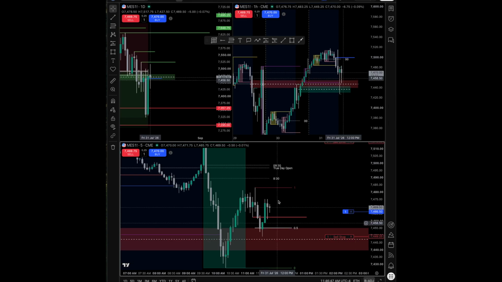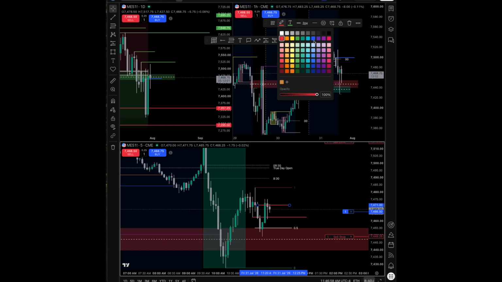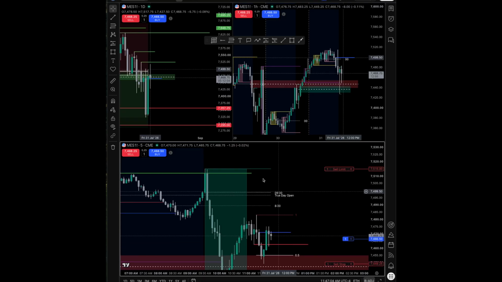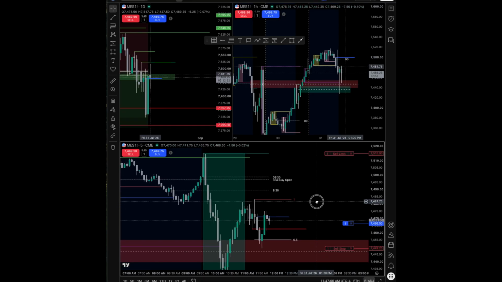And then we expanded higher, right? So we closed above these series of up-close candles. This one took out this low. So that is my change in state delivery, or how I like to read it. So I'm looking for price to rally higher off of here to target the AM session highs.